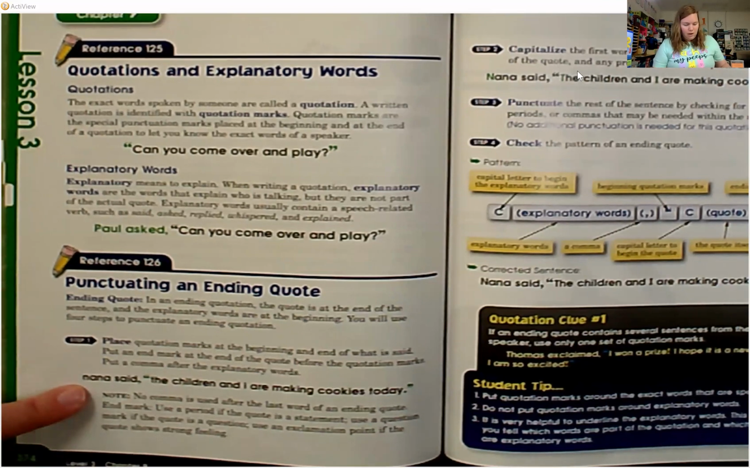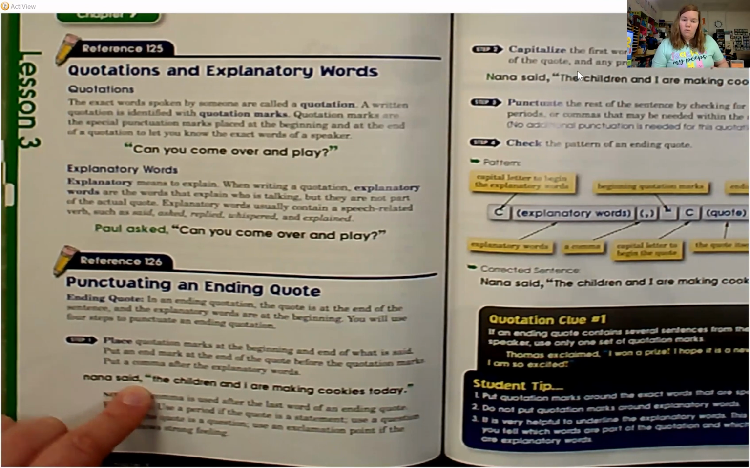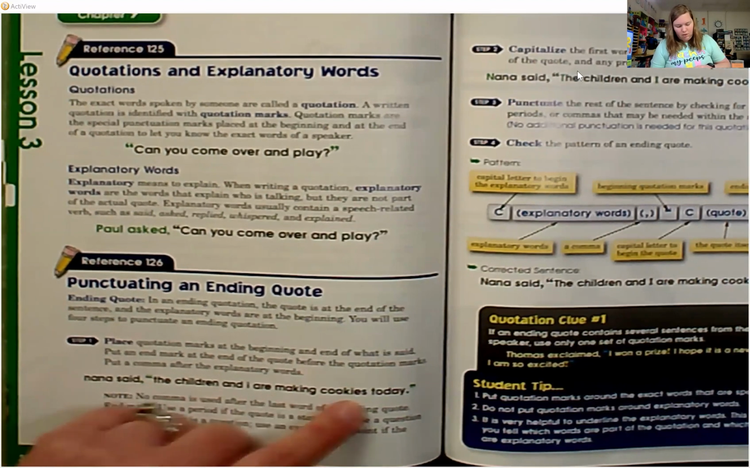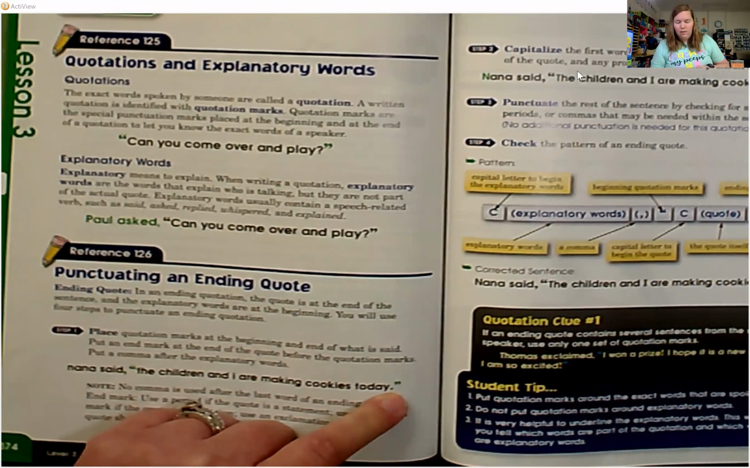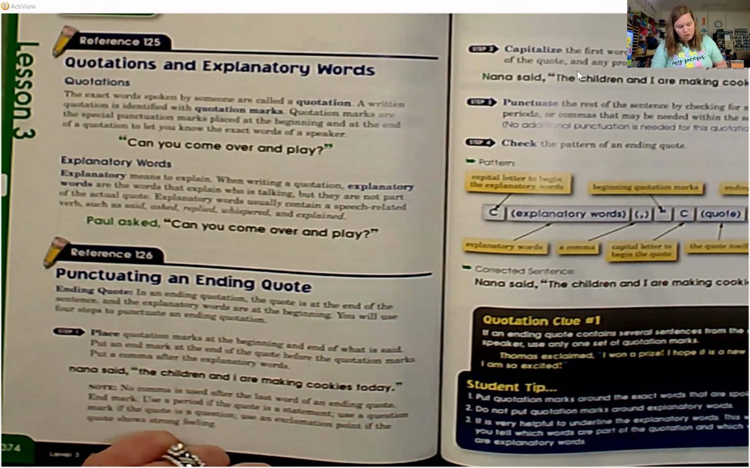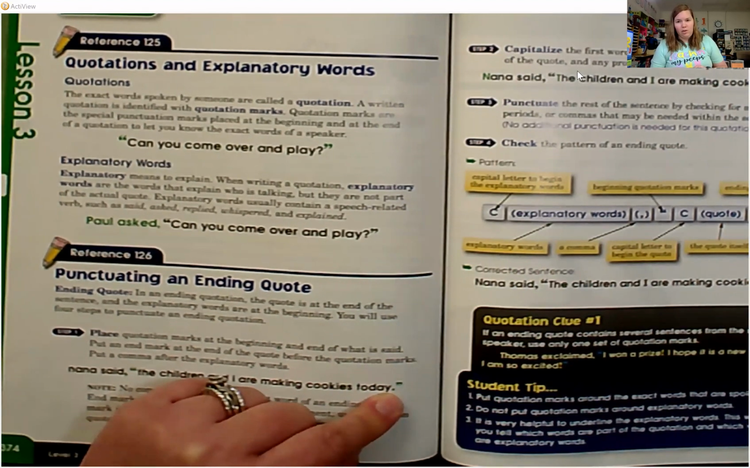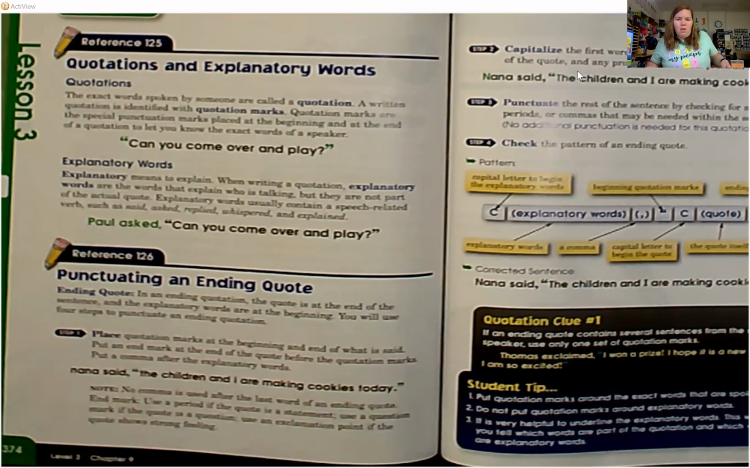So here we have Nana said, comma, and then the quote starts. "The children and I are making cookies today." That is a sentence, that is a telling statement. So we put a period and then the quotation marks, okay? Make sure that the period goes inside the quotation marks, okay?